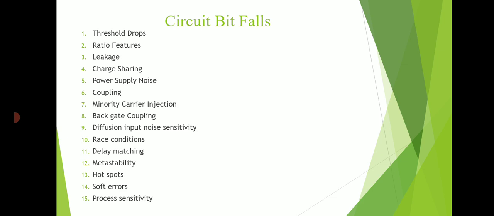So mainly these 15 things are noticed to avoid the leakage problems, threshold drops, charging problems, noise problems, and small noise margins which are present in the circuits, or if the gates are very small, or if it is producing delay. So these symptoms are avoided using circuit pitfalls.